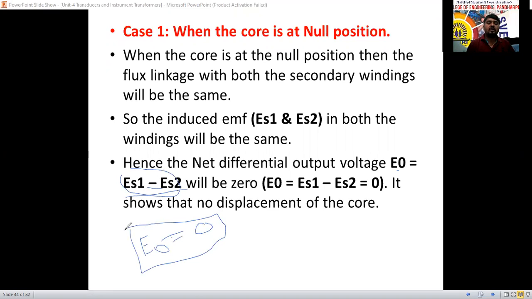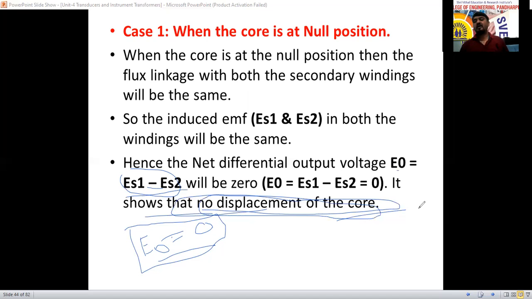So that indicates the output is 0. It indicates there is no displacement of the core at all. It is there only at the initial condition. We can assume that here. Is it clear? Null position.